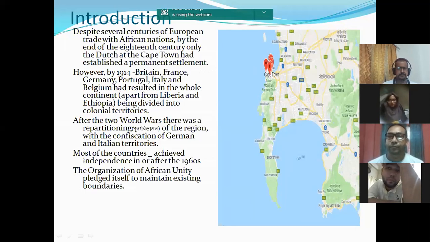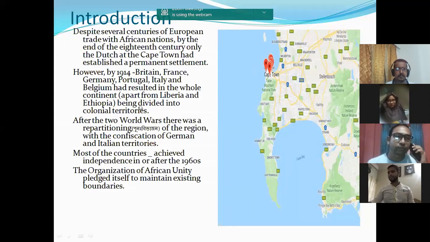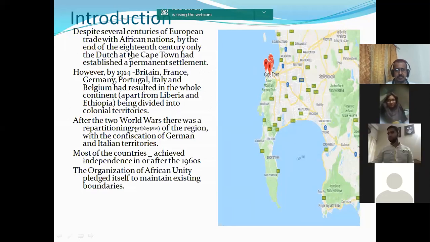However, by 1914, Britain, France, Germany, Portugal, Italy, and Belgium had resulted in the whole continent being divided into colonial territories. Okay, so after the end of the 18th century, we see the Dutch, but at the very beginning of the 20th century, we see many other European countries came into this area, that means the African continent.